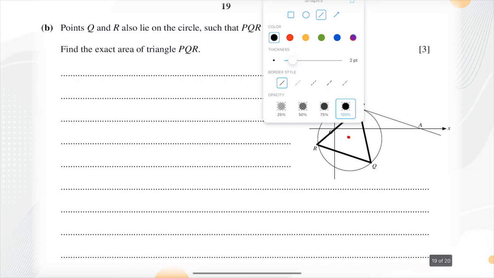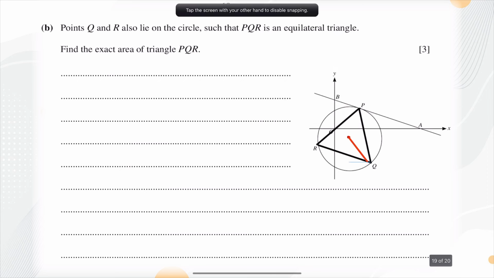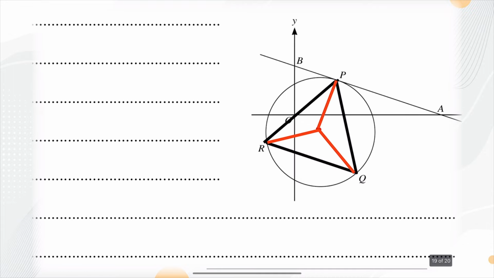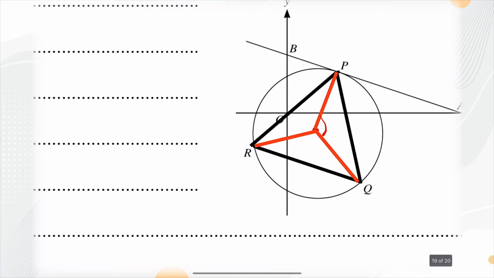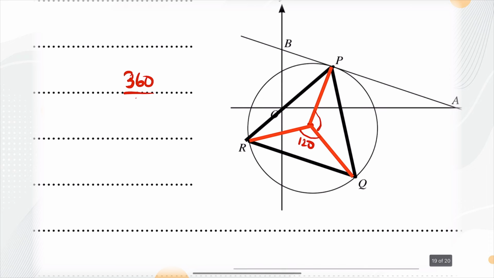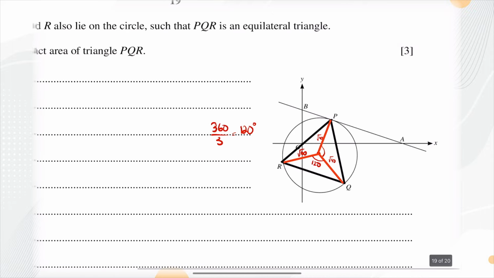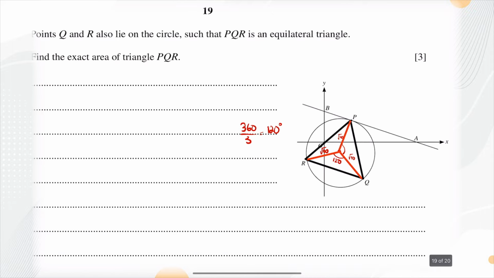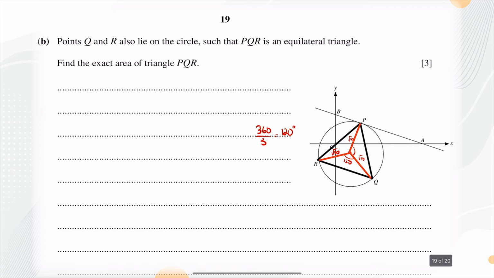Now if I divide this triangle into 3, all 3 of them will be equal. If all 3 triangles are equal, what will be the angle in one triangle? 120. Why 120? 360 divided by 3 is 120 degrees. Here is under root 40, here also under root 40, and here also under root 40. So we have the angle and the length. How will I find the area of the entire triangle?